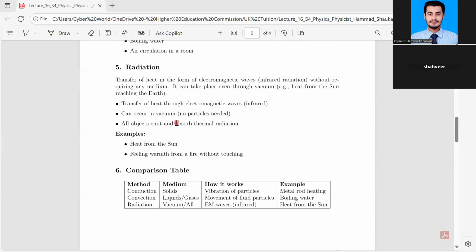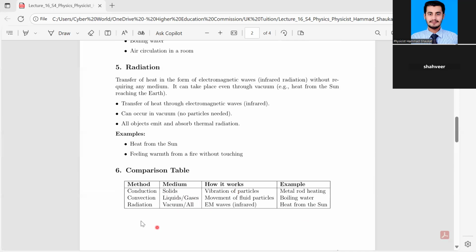So here you can see a comparison table between conduction, convection, and radiation. Conduction happens only in solids, and this happens due to the vibration of particles. An example is metal rod heating. While convection only happens in liquids and gases, and this is also due to the movement of particles, but those particles which are in a fluid. An example is boiling water. And radiation travels in a vacuum, also in solids, liquids, and gases, but also in a vacuum.